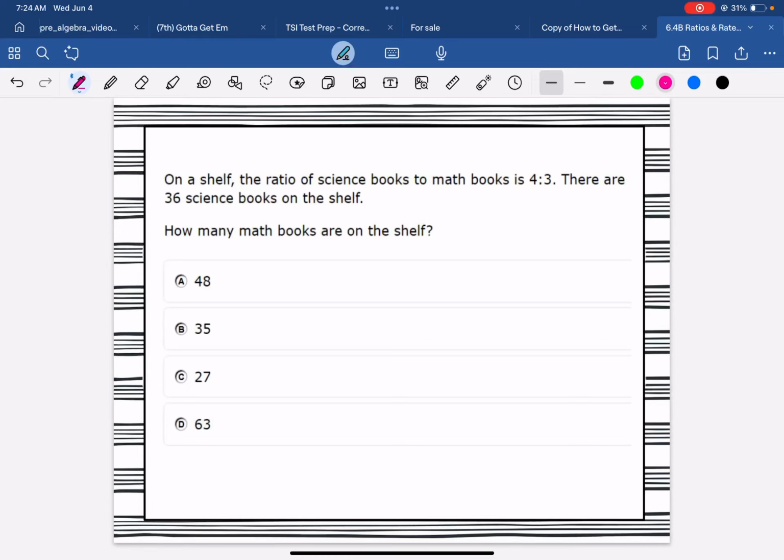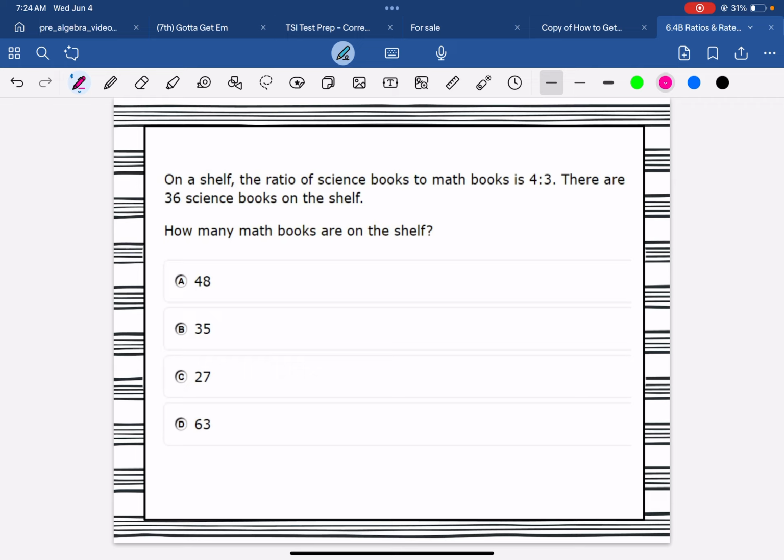Today's video will focus on ratios and rates. So just want to refresh your memory. Ratios compare part to part or part to whole. In the first example, it's part to part. The second example will be part to whole or part to total. All right, let's get started.